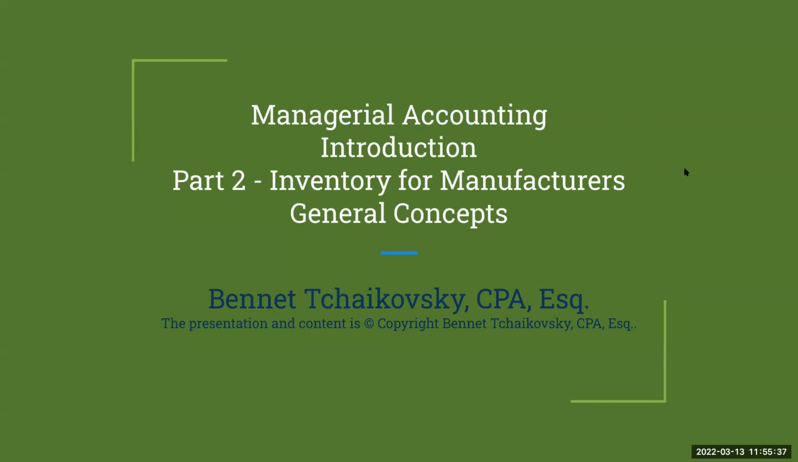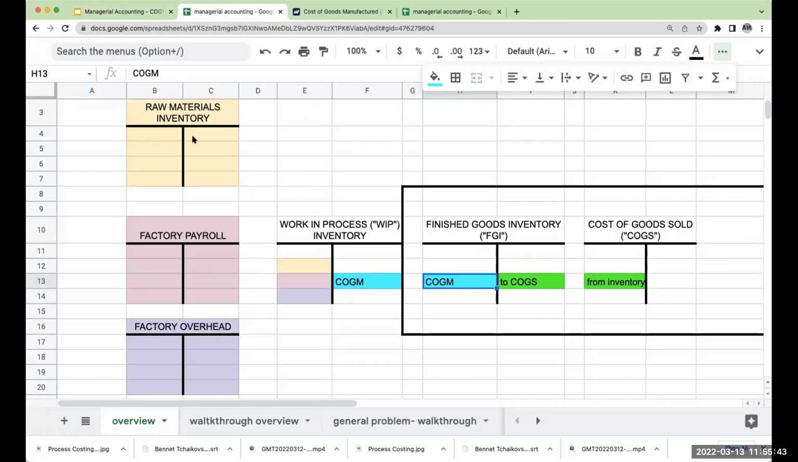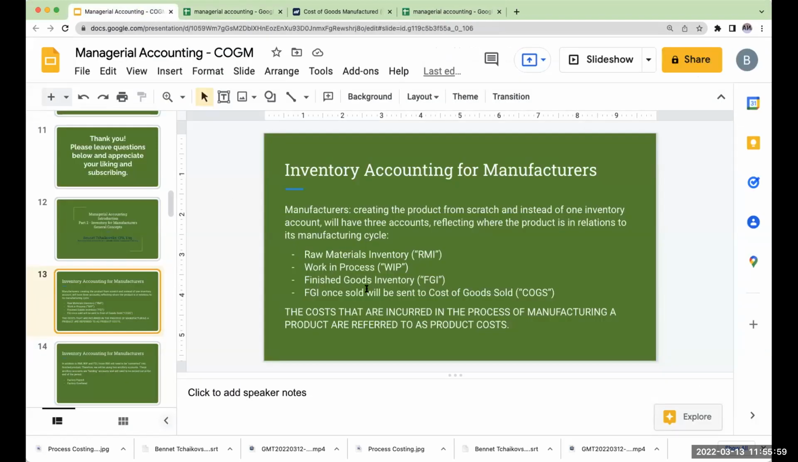So we've seen already a walkthrough of what happens in the manufacturing process. It's different than a retailer. Retailers just focus here. In manufacturing, we have all these other things happening over here. So this is what we're going to go through and look at right now.